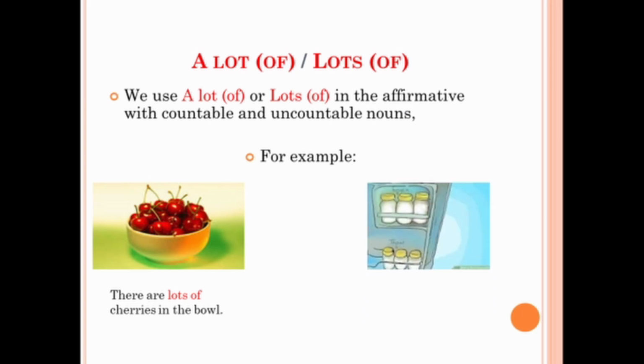Can you imagine the sentence for this one? Remember, it's uncountable. Cherries are countable. Milk is uncountable. Yes, exactly. There is a lot of milk in the fridge. Very good. So a lot of, lots of, it's very easy to use, isn't it?